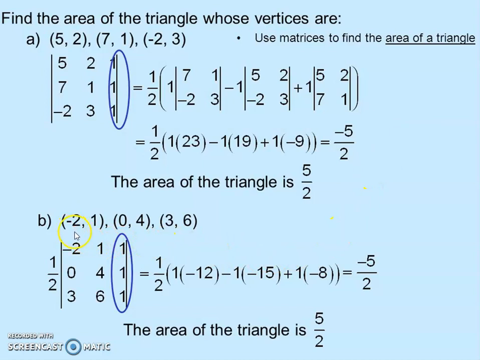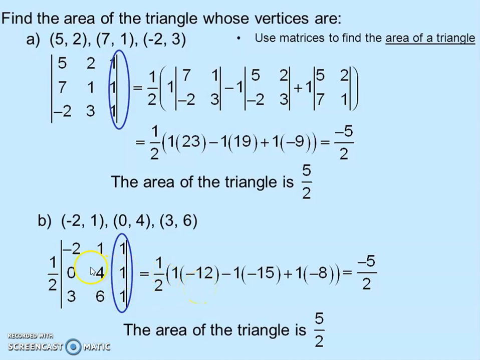Now next example, minus 2, 1, 0, 4, 3, 6. We write minus 2, 1, 0, 4, 3, 6. 1, 1 remain the same. So what we should take the first, that is I write here directly. We have to skip the first row and last column. What is remaining? 0 into 6, 0, 3 4s are 12. So we should write minus 12.